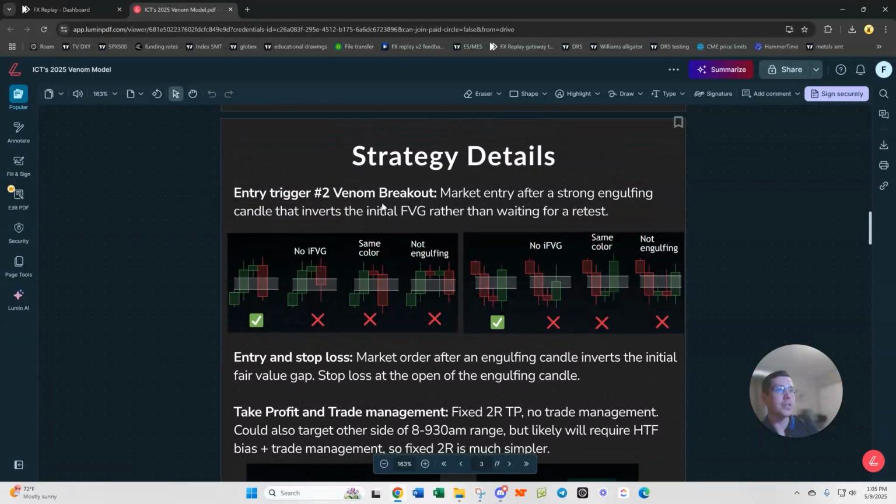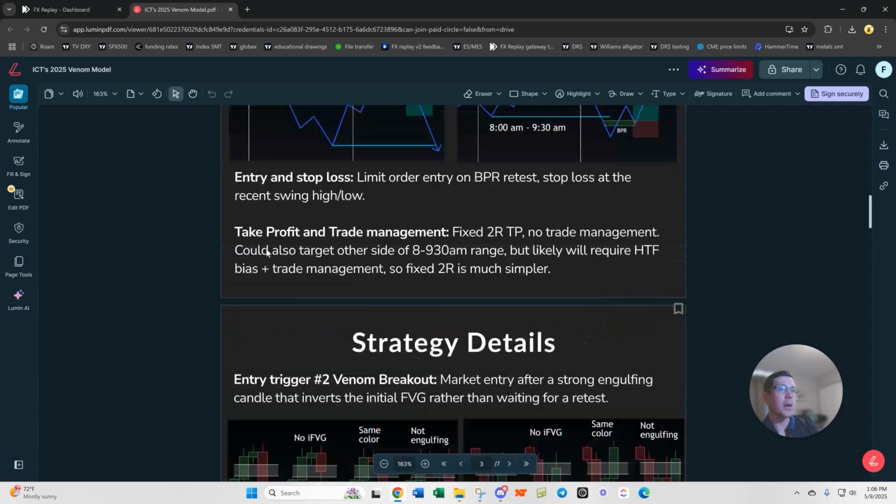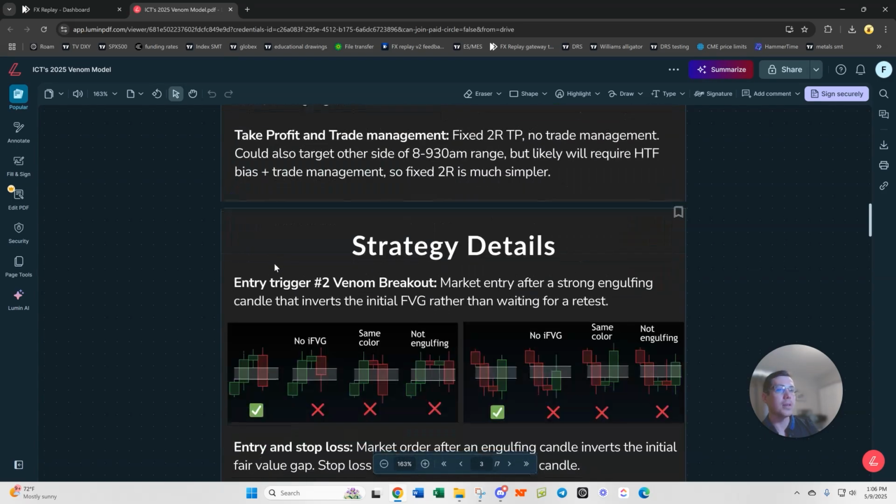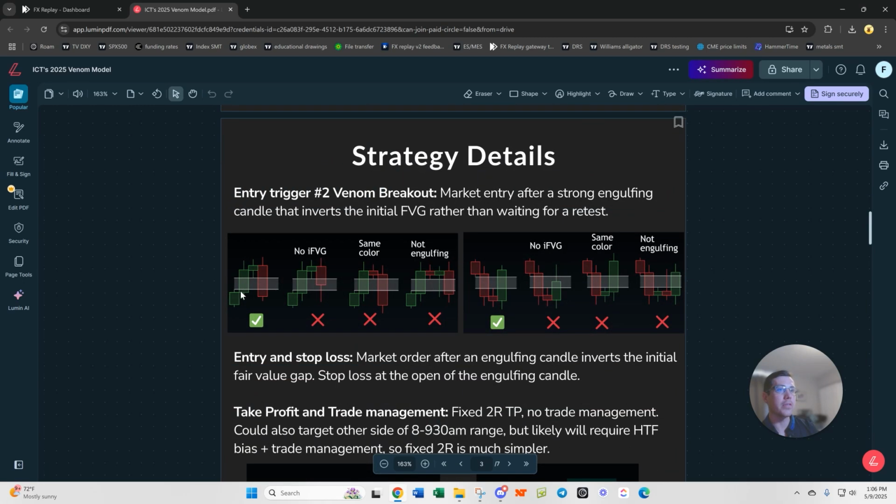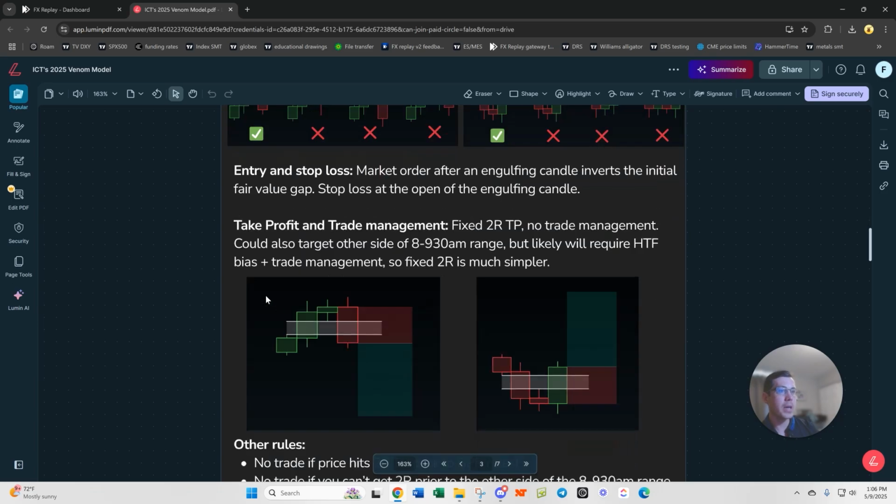So one way to catch those is these breakout triggers, which is basically, say we swept the 8 to 9:30 a.m. high, and then we formed a bullish fair value gap. We then form an engulfing candle that inverts that initial fair value gap and closes pretty strong. It'd simply be a market order at that point with a stop at the open of that candle, and you're targeting the same 2 to 1.